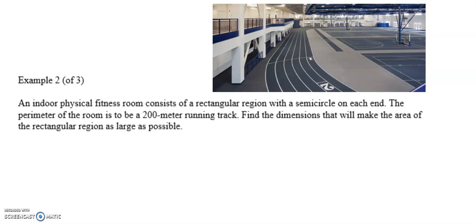An indoor physical fitness room consists of a rectangular region with a semicircle on each end. The perimeter of the room is to be a 200-meter running track. Find the dimensions that will make the area of the rectangular region as large as possible.